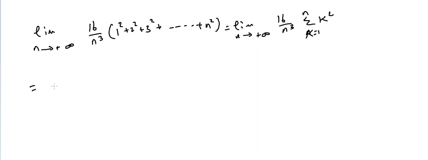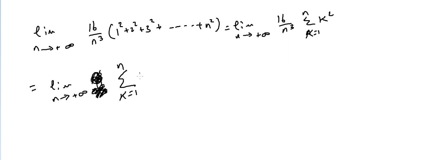Which is equal to the limit as n approaches plus infinity. What can we do? We can leave the 16 over n cubed outside. Okay, let's do it directly. It's the summation as k equals 1 to n of 16 times k over n all squared times 1 over n. So it's 16 over n cubed times k squared, which is now equal to an integral.